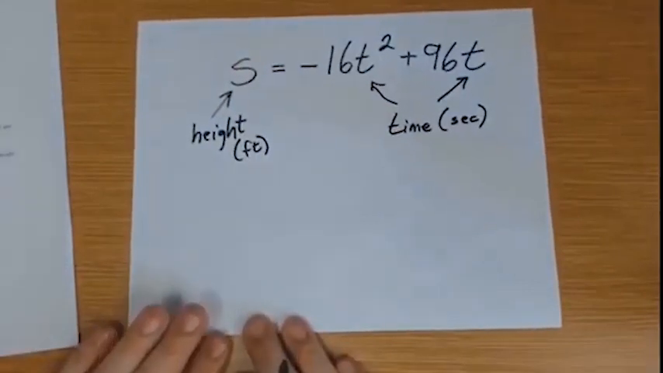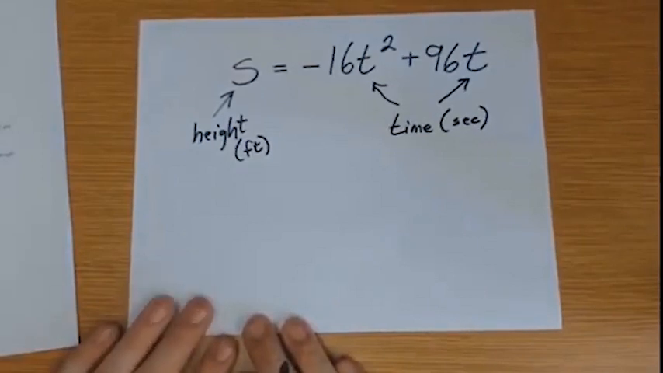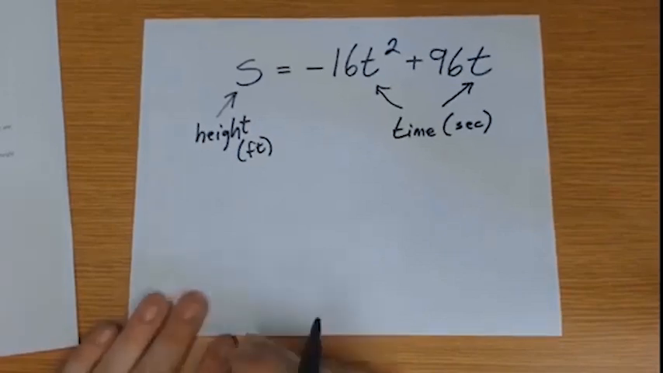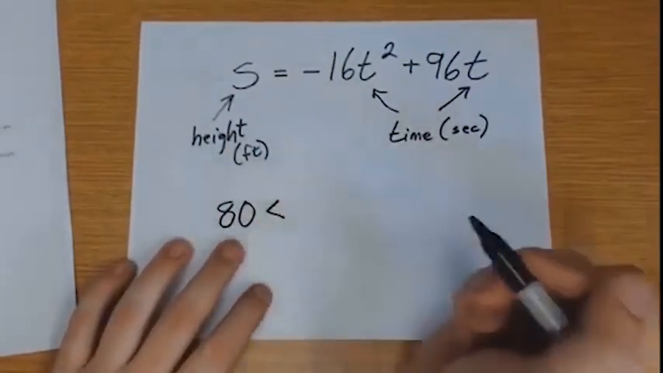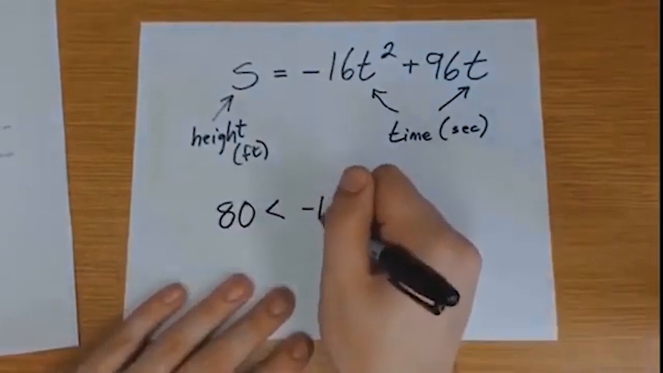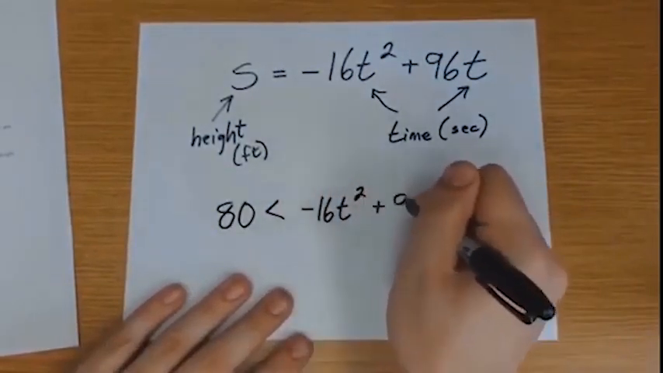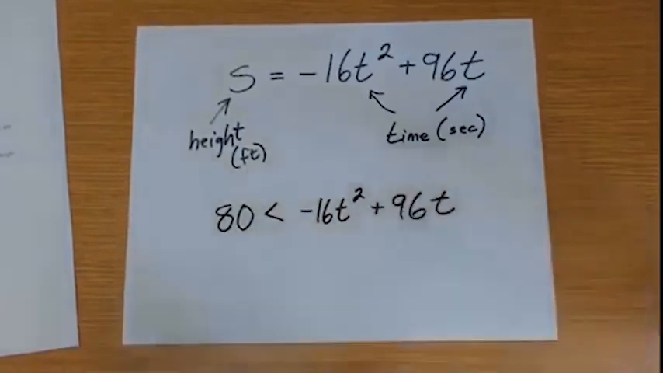So the question they ask us is, when will the projectile be greater than 80 feet above ground level? So when will we be greater than 80 feet? In other words, when will 80 be less than the rest of this? Gosh, I sure hope that's right. It is.